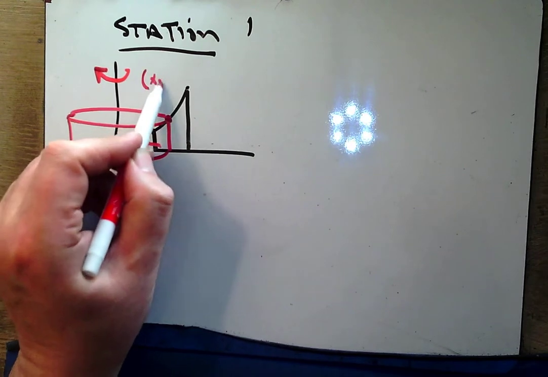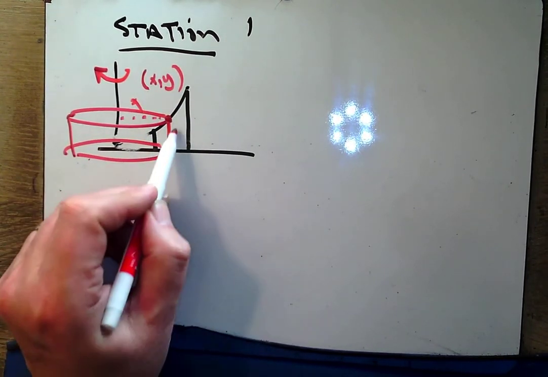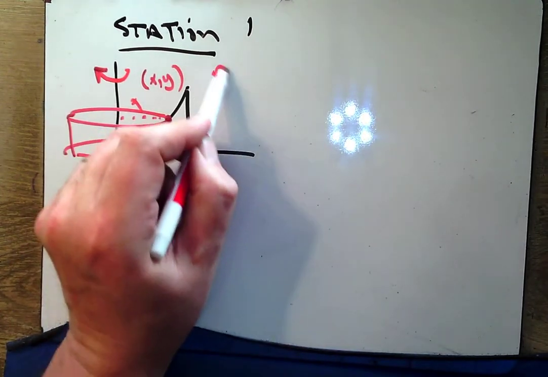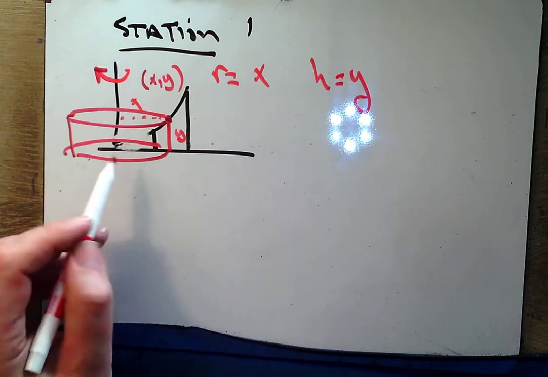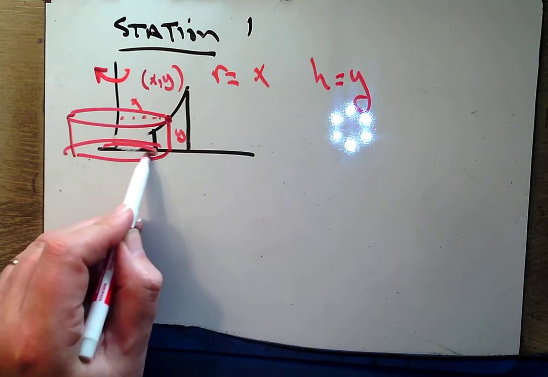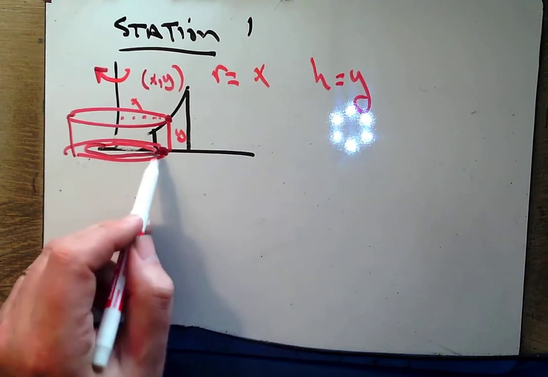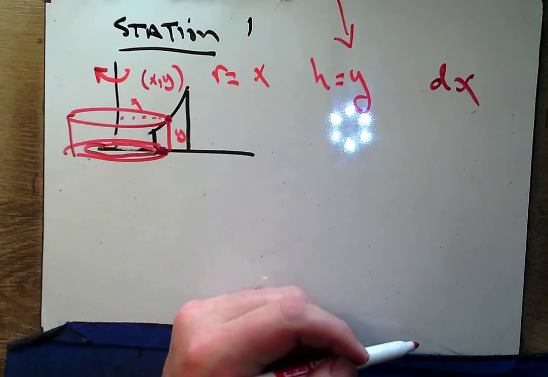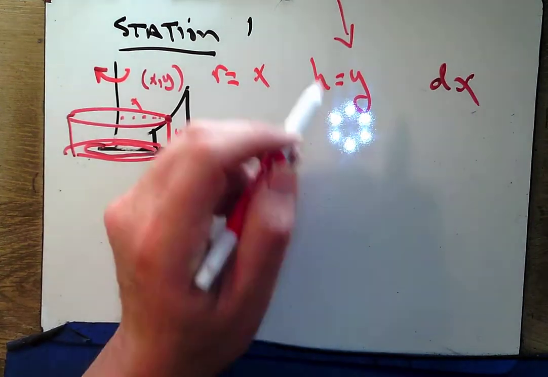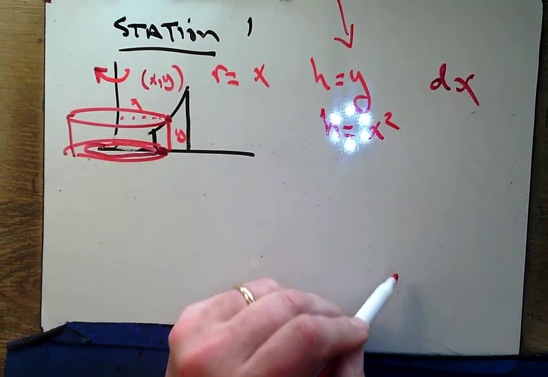If there's an ordered pair here, x, y, then this is x and this is y, so it looks like radius is x and height is y. This is a dx thickness we've got here. That's a horizontal thickness, so it's dx. I'd like to get rid of that then, but luckily I know that y equals x squared. So h can be x squared.